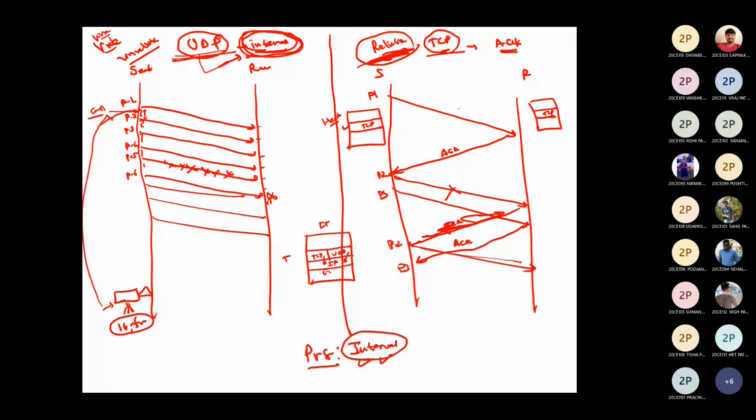So this transport layer of the sender sends this P1. The receiver transport layer will send an acknowledgement upon receiving P1. If this acknowledgement is received, it sends the next 2 packets. This is controlled by some algorithm. That algorithm is known as the congestion control algorithm.